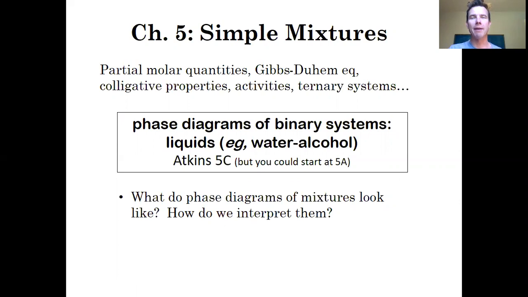In the interest of time, we're only going to talk about one thing, which is the phase diagrams of binary systems. This is described in Atkins 5C, and if you pick it up there, I think you'll be okay, but it will certainly reference some things that are described in 5A earlier, so you may want to read from the beginning of the text. The main question that I want to ask is this one: how do phase diagrams of mixtures look? How do we interpret them? What do they look like, and how do we interpret them?